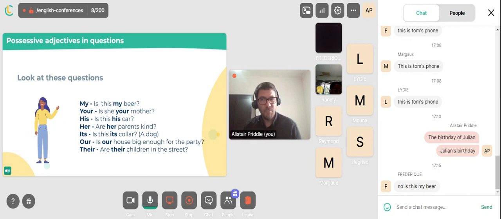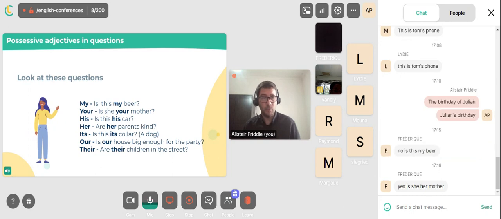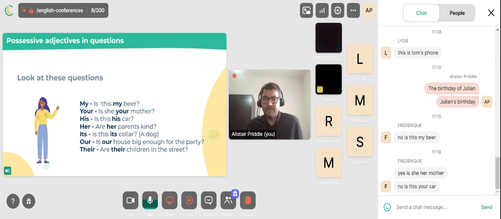Okay, so possessive adjectives in questions. Is this my beer? No. Is this your mother? Is this his car? Are her parents kind? Is this its collar? Is our house big enough for the party? Are their children in the street?